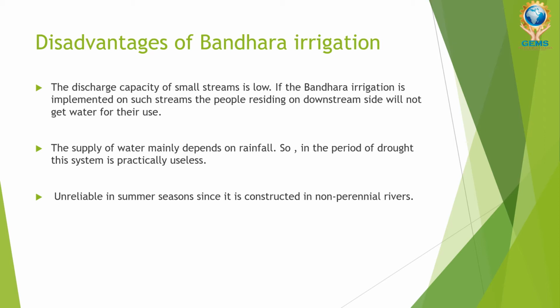Then the supply of water mainly depends on rainfall, because this is an important factor. The continuity of water only depends on the rainfall. Continuity of water flow depends only and purely on rainfall.